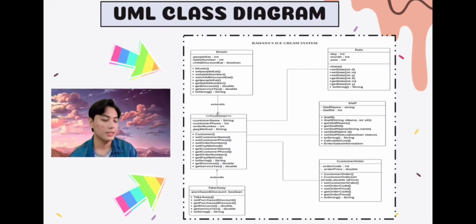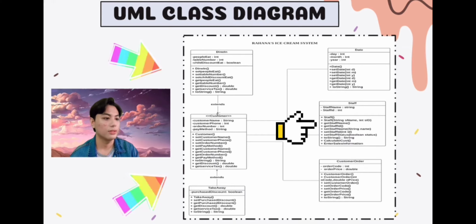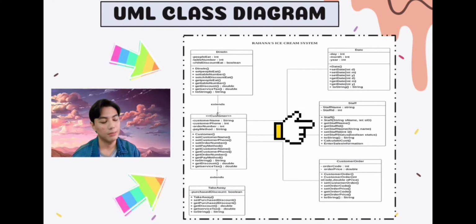Okay, the next class is the staff. We will have the staff name and staff ID, staff name as the string and staff ID as the integer. We will set the staff name and staff ID and get the staff name and staff ID. Okay, we will have toString for displaying the output.